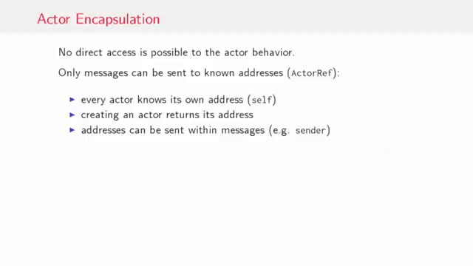The second possibility is creating an actor, which will return the address of the new actor. Most notably, it will only return the address, so the ActorRef, and not the actor instance. It is not possible to call methods on this newly created actor, besides sending messages. The third way is that addresses can be sent between actors within messages. The most prominent example of this is the automatic capturing of the sender in Akka.